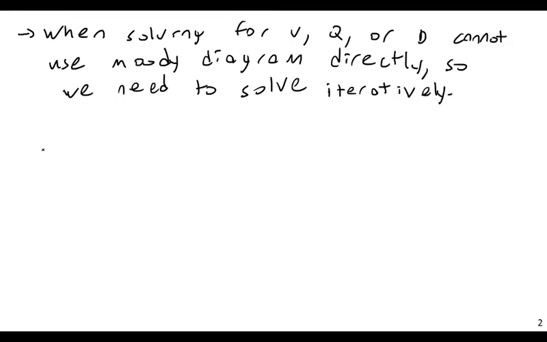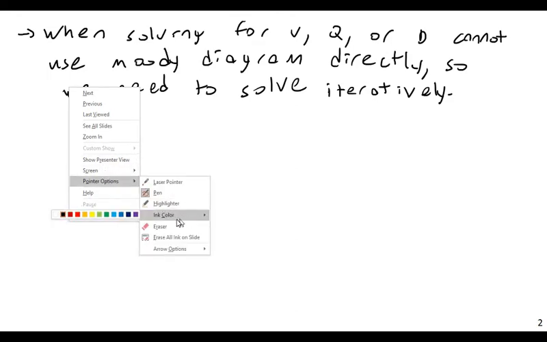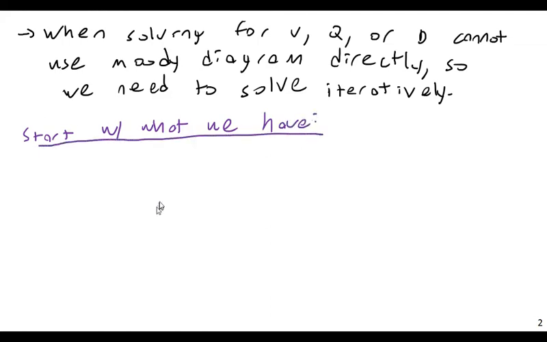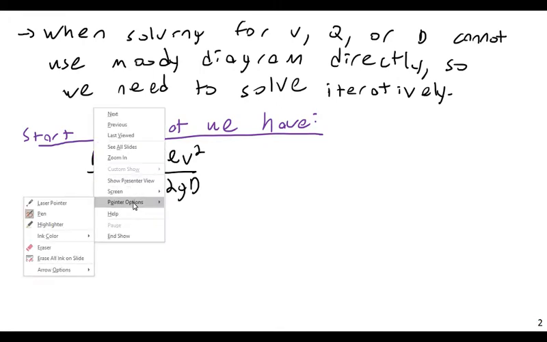Okay. So the first step will be to start with what we have. And what do we have? We have the relationship P1 over gamma is equal to F L V squared over 2 g D. Now, I'm going to solve for things in terms of what I don't know. Because I don't know the V or the f, I'm going to solve for V in terms of f.